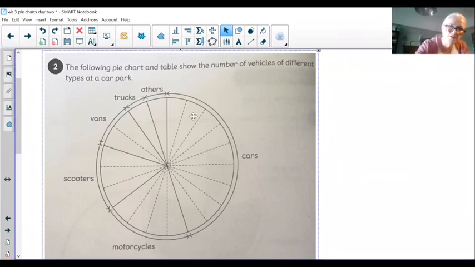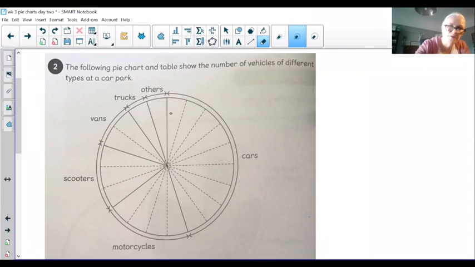So 1, 2, 3, 4, 5, 6, 7, 8, 9, 10, 11, 12, 13, 14, 15, 16, 17, 18, 19, 20. Okay, 20 segments. So that might help, it might not, but at least we know.